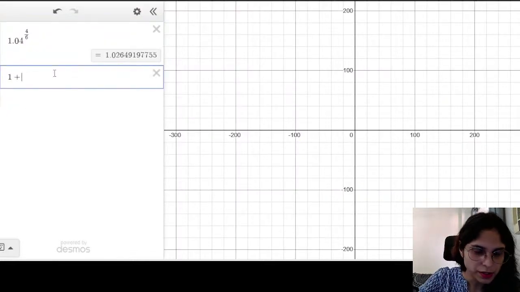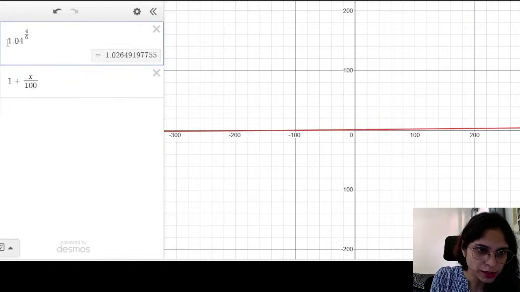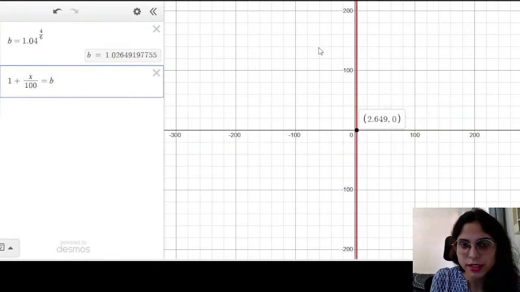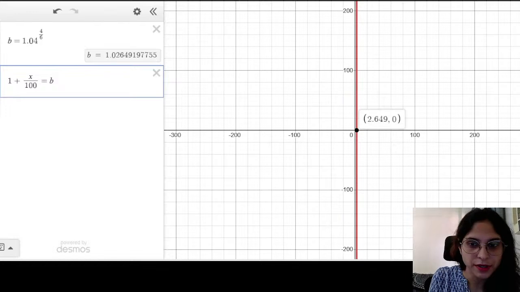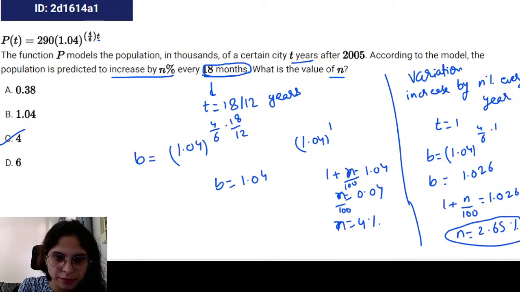And now 1 plus x over 100 is equal to b. I will write this is equals to b, so that I don't have to type it again. And you can see 2.6% or 2.65%. So the value n would be 2.65%. So it's very important that you understand this variation.